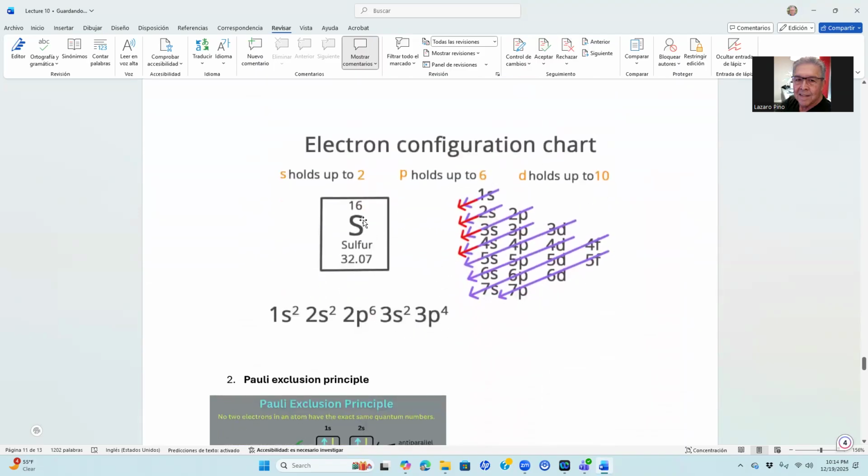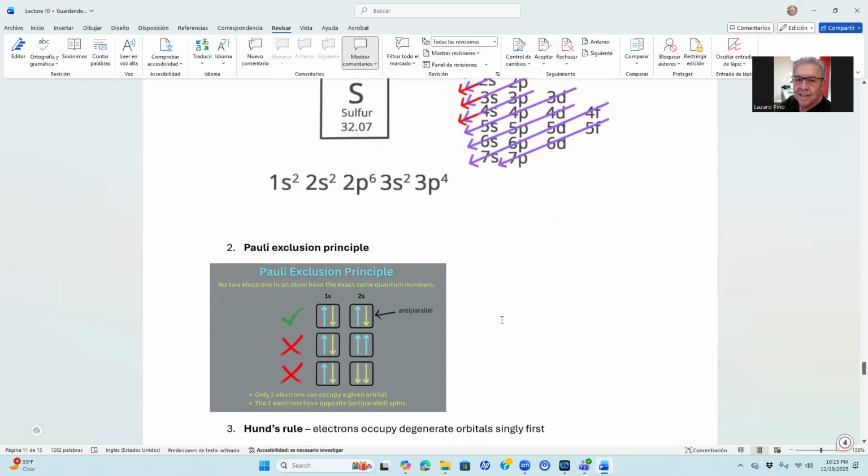Look, here you have the electronic distribution for sulfur, that is 16. Then you begin 1s2, 2s2, 2p6, 3s2, and then 3p4. And when you add all these electrons, you will get 16. Then this is the electron configuration for sulfur.